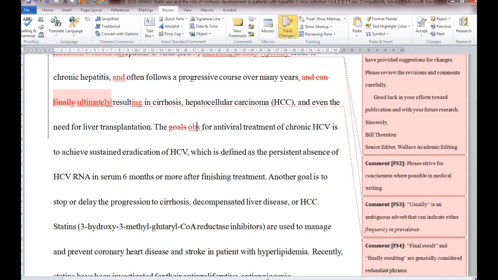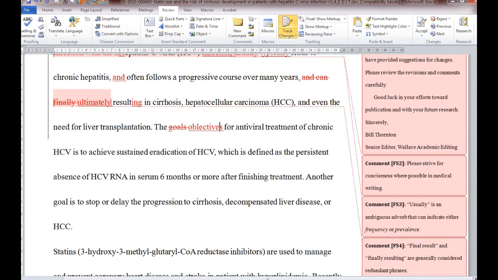The goals for antiviral treatment. Okay. This is, again, not bad, but goal is rather vague in a medical context. Usually they use purpose or objective. Okay. And the author pluralized this. A little typo there. Got to make sure we don't let that go. Antiviral treatment is to achieve. See here, the author had the goals for this is. Well, that's inappropriate. This would have to be are.